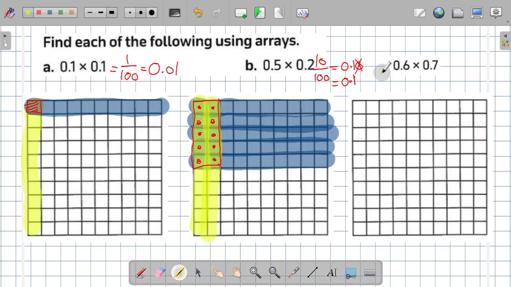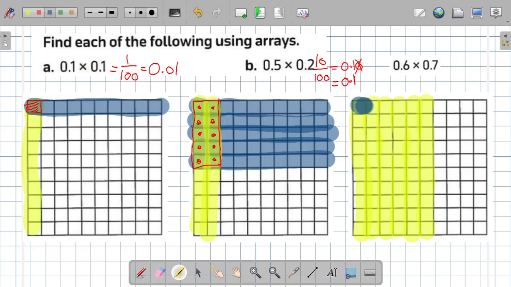Let's try again. I have 0.6 by 0.7. So what can I do? I will represent the first number by columns, like that. So I have 6 columns: 1, 2, 3, 4, 5, and 6. And the second number is like that.